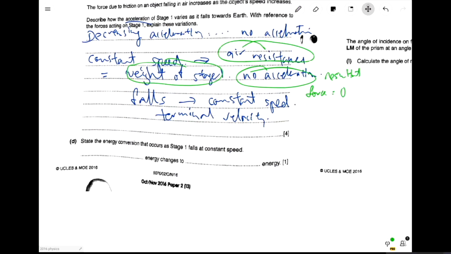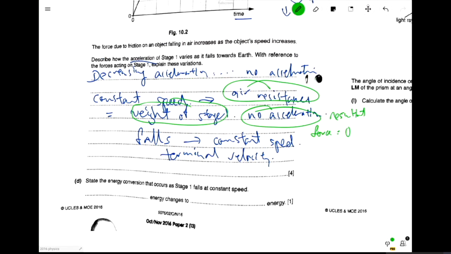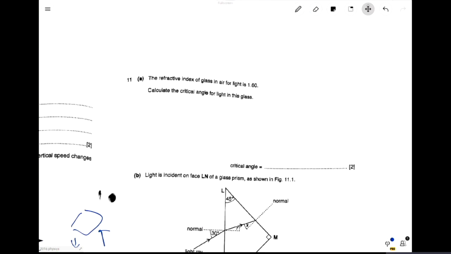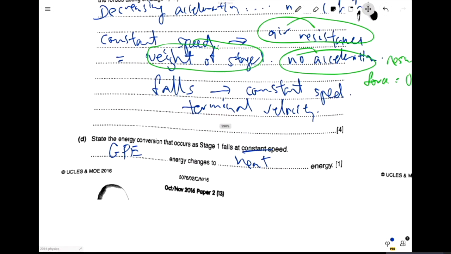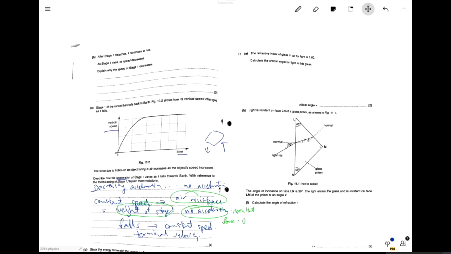What's the energy conversion as stage 1 falls at constant speed? So it's falling at constant speed. So GP changes to what? Kinetic? No, don't have kinetic. Constant speed. Change to heat. Constant speed means no increase in kinetic energy, so you cannot say change to K. Then what did it change to heat? What's the reason? Friction. Air particle friction. Okay. This question is quite okay.